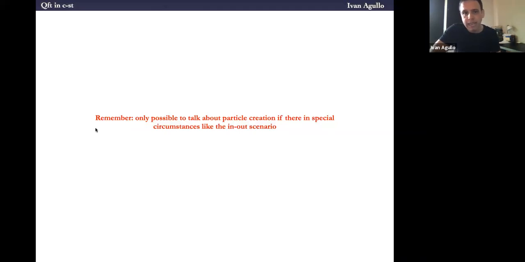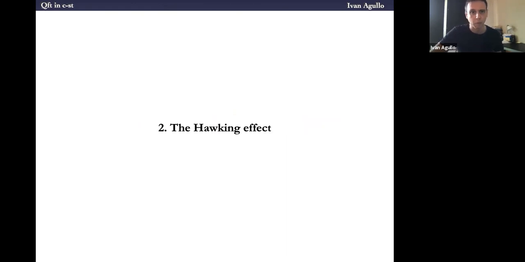Remember, this in-out picture, this particle creation, is only possible to talk about if there are in-out scenarios. If we don't have these asymptotic regions, we don't know what in particles are or what out particles are, so talking about particles becomes ambiguous. That is very important. Never forget about that. This particle creation only makes sense in this very special scenario, which is not our universe, because our universe is asymptotically de Sitter, not asymptotically flat. And in the past, we had the Big Bang in GR or perhaps something else in quantum gravity.